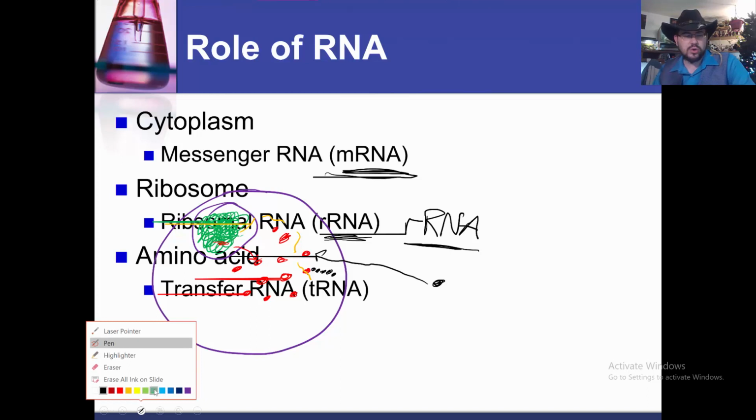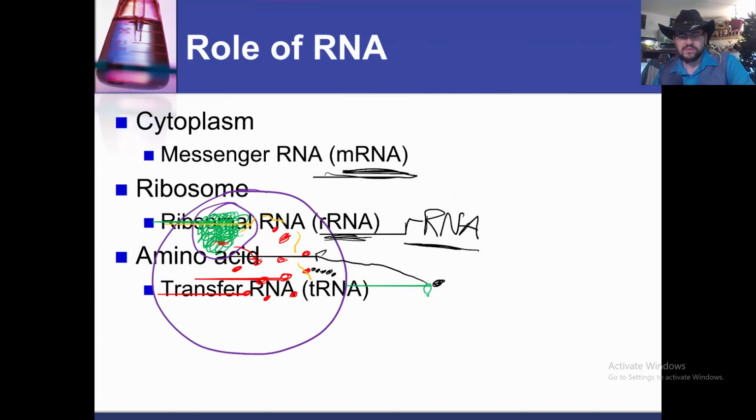How do you carry this little amino acid over to the ribosome? Well, you have yet another piece of RNA called transfer RNA. And transfer RNA's whole job is to take amino acids required for making the protein over to the ribosome where the protein is being made.